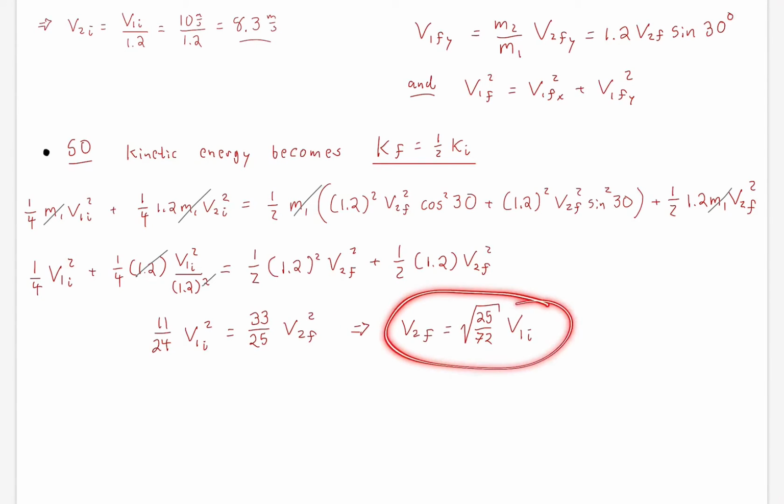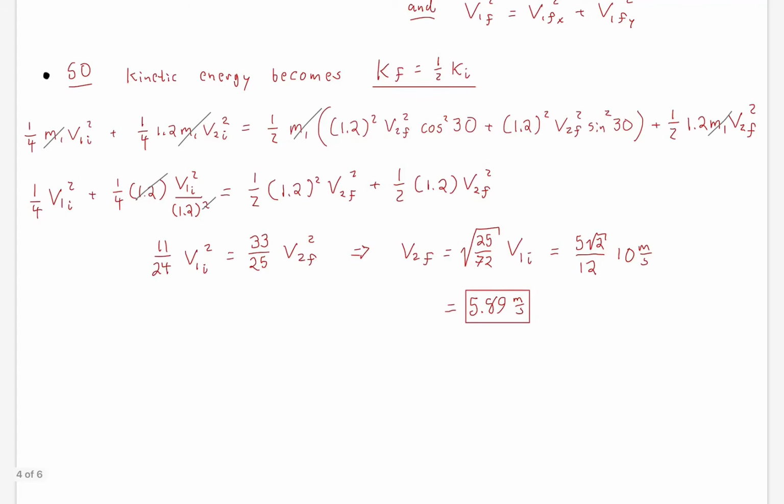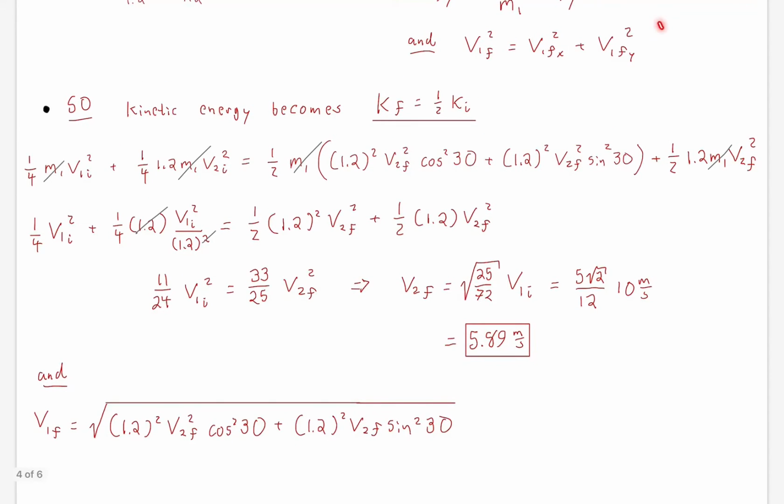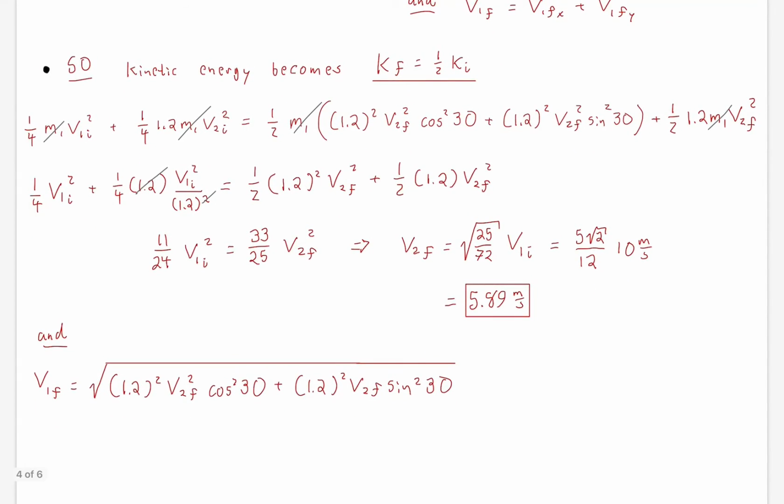And there it is. In terms of not putting a decimal, putting it as a square root of a fraction, and then finally plugging it in relative to our known initial velocity of 10 meters per second, it's 5.89. Now of course finding v1 final will be much easier. We can find v1 final by just using this equation again, and that one's going to be just 1.2 times v2 final, or 7.07. There are our two final velocities, and that's for a case where half the kinetic energy is lost.